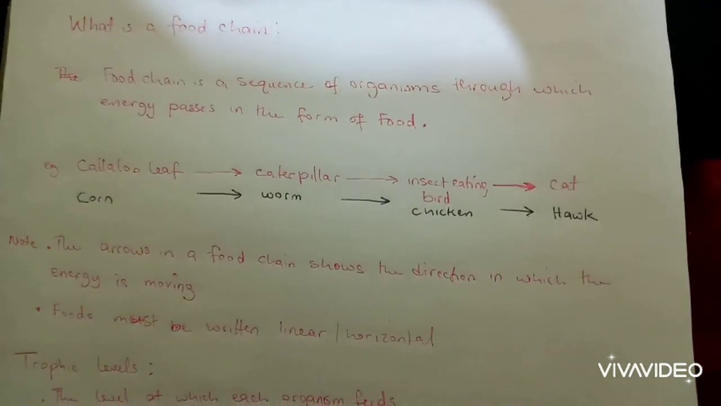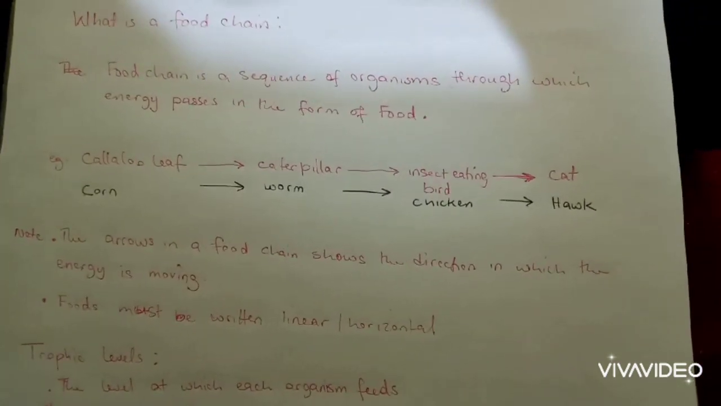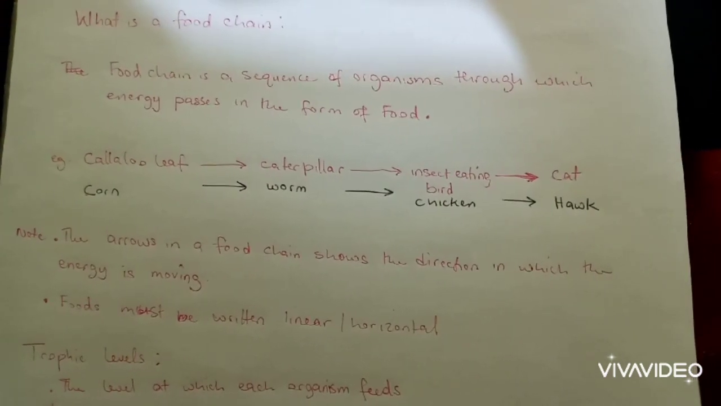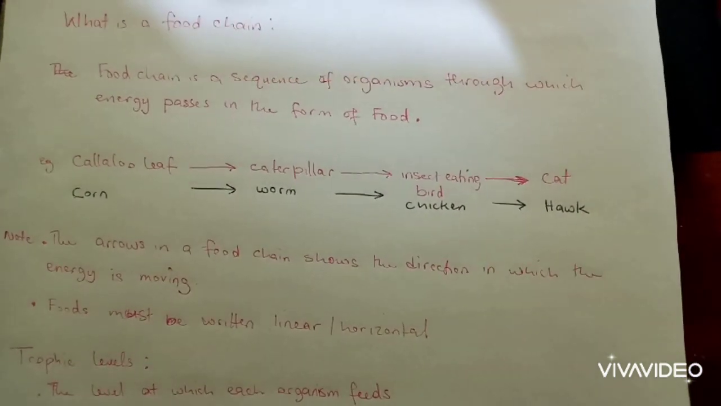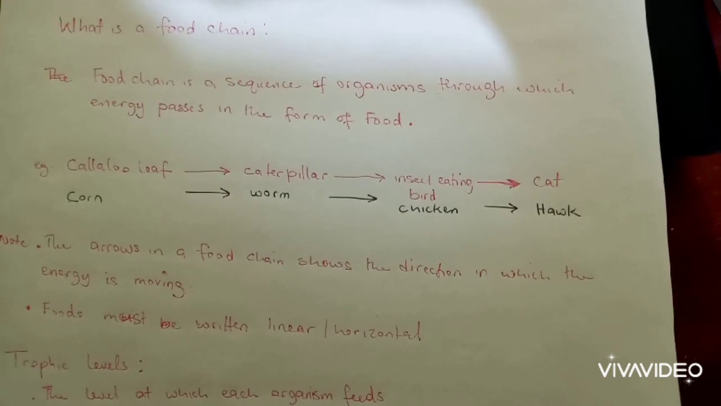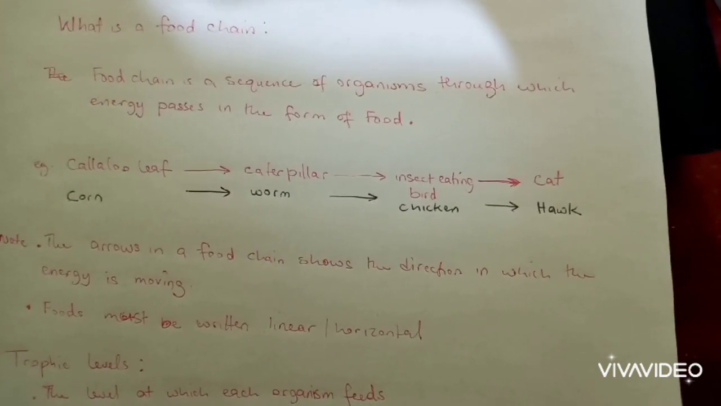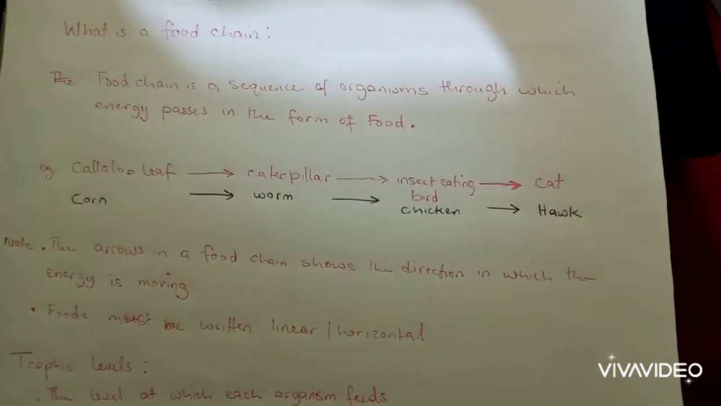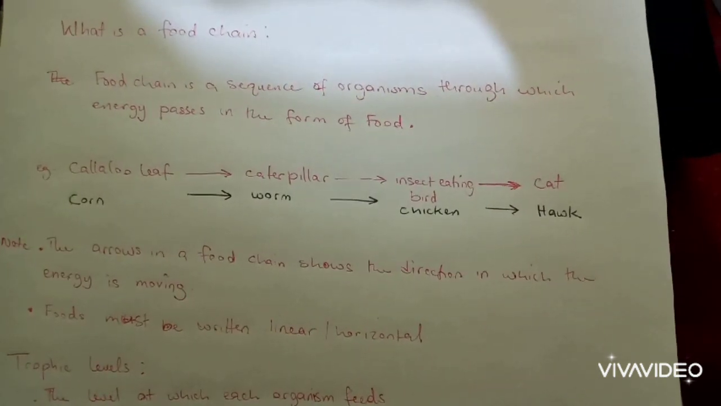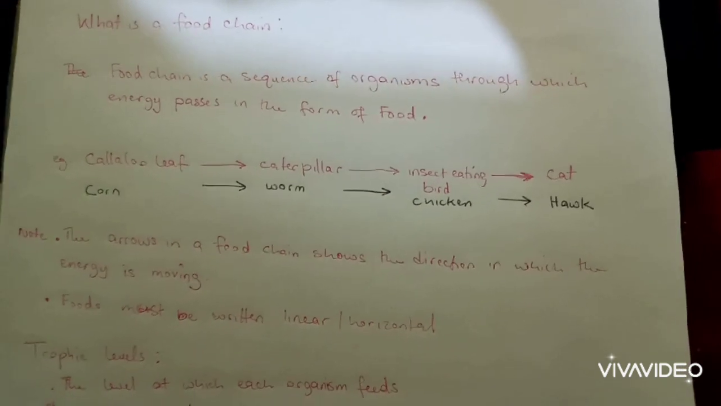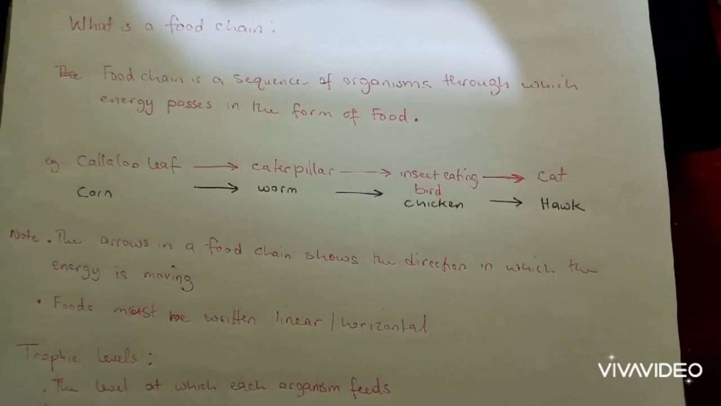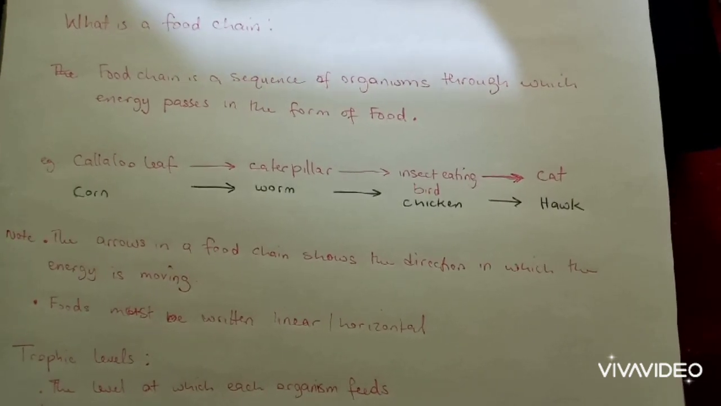So an example of a food chain is, as you are seeing below, callaloo leaf being eaten by a caterpillar, which is then eaten by a small insect bird that is eaten by a cat. That's a food chain in red, first example. Now note that the arrows in the food chain show the direction in which the energy is moving.